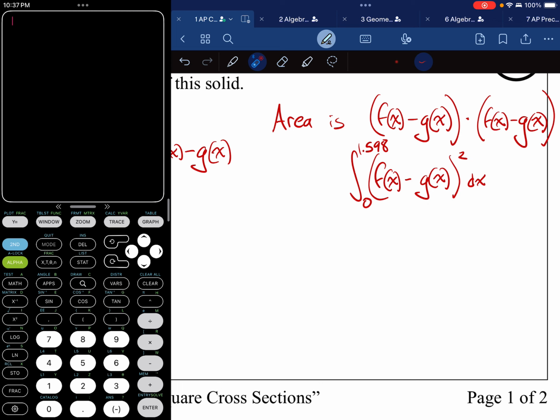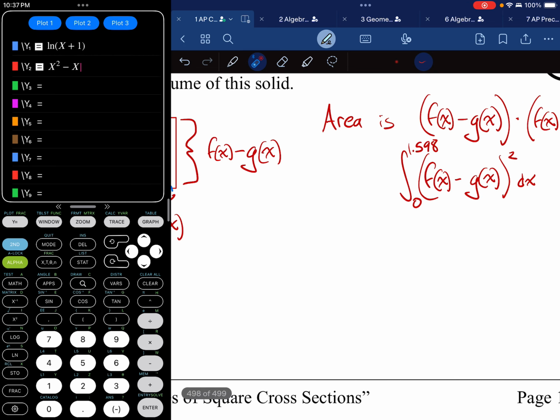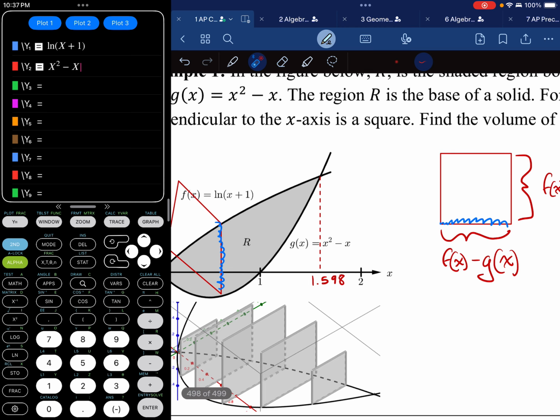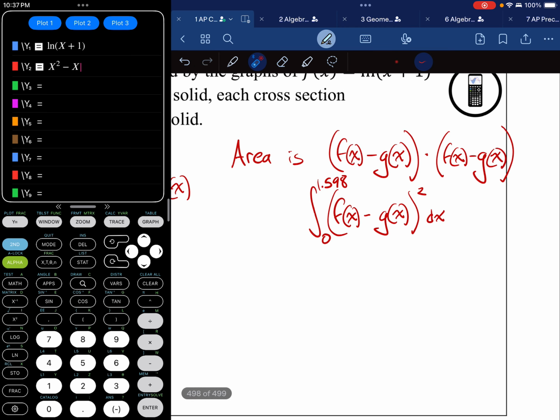Let's go ahead and get out of this, so second mode to quit out of this. I'm going to do math 9, and my bounds are 0 to 1.598. And I'm going to come over here and say it's f of x. Is that my y1? F of x is natural log. Yeah, okay, it's my y1. I just want to double check that to make sure that I get this correct.